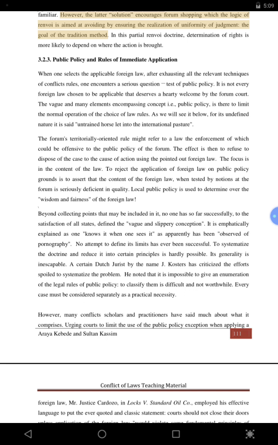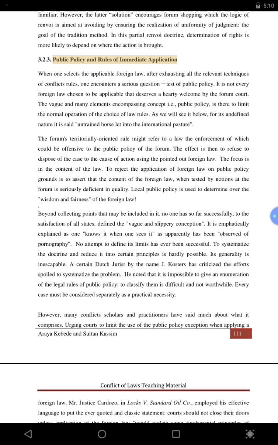However, the latter solution encourages forum shopping, which the logic of renvoi is aimed at avoiding by ensuring the realization of uniformity of judgment, the goal of the traditional method. In this partial renvoi doctrine, determination of rights is more likely to depend on where the action is brought.